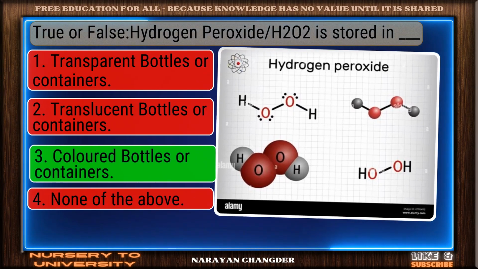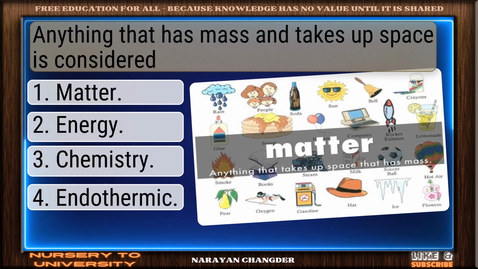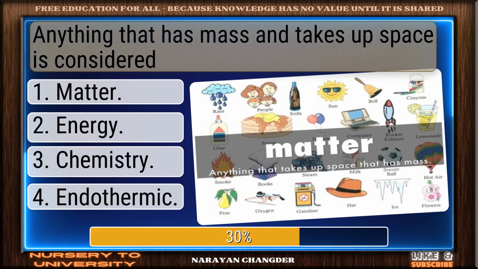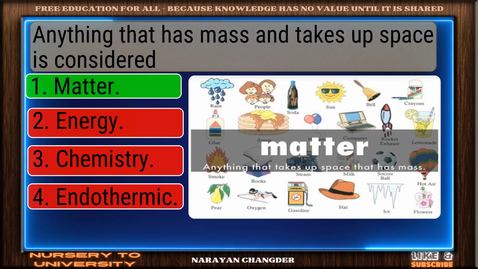Excellent. Colored bottles or containers is well reasoned. Anything that has mass and takes up space is considered. Solid response. Matter is valid.